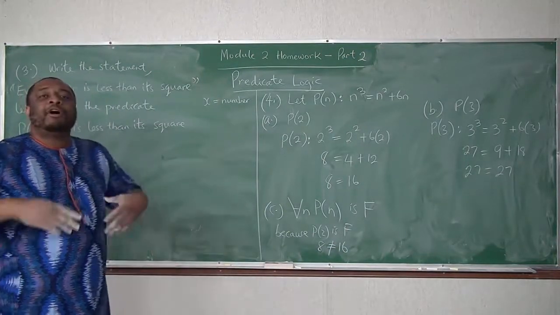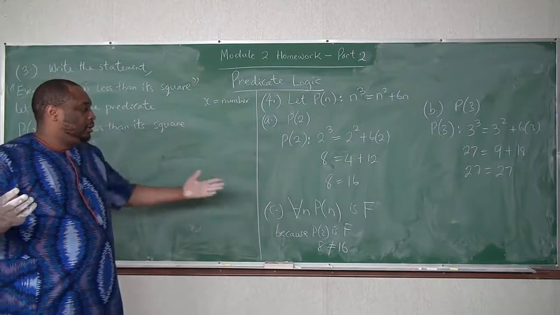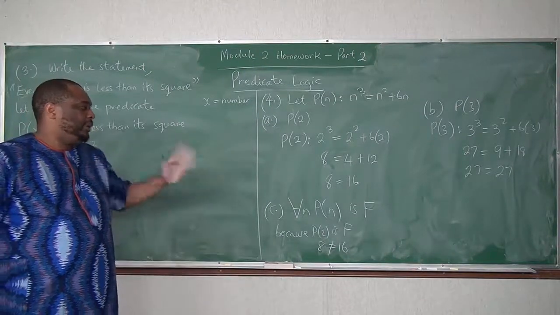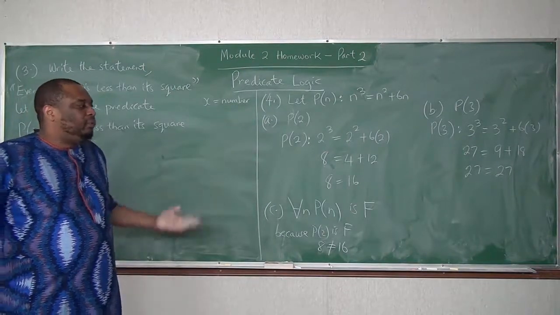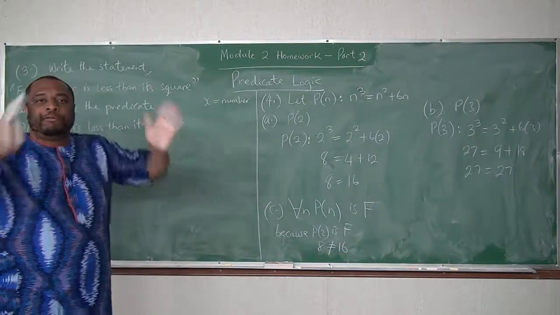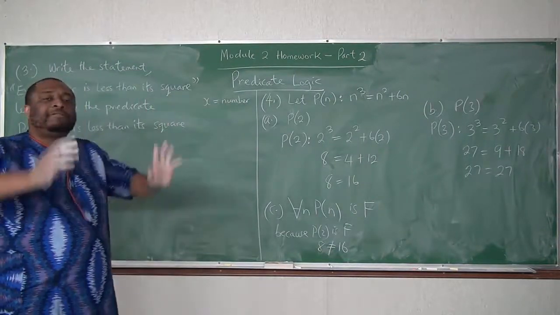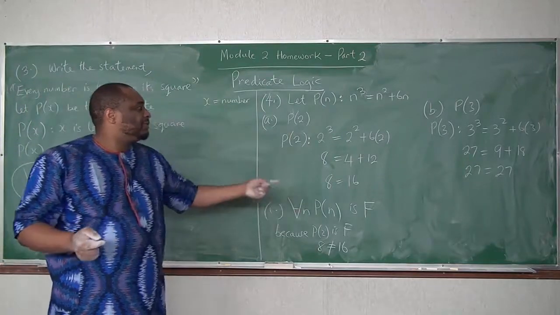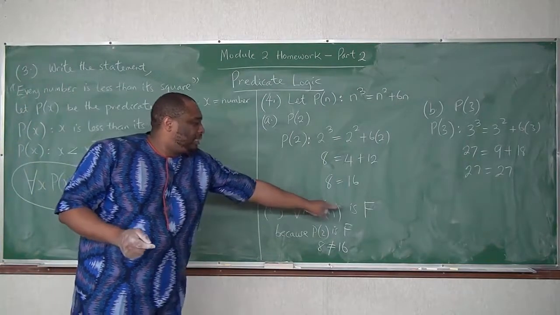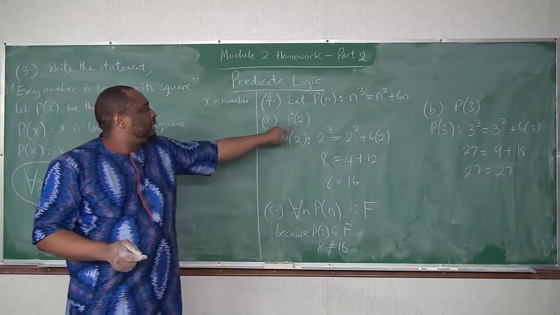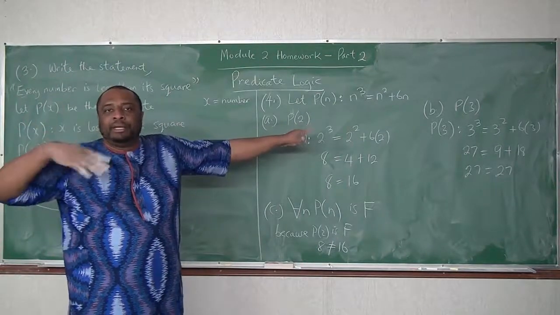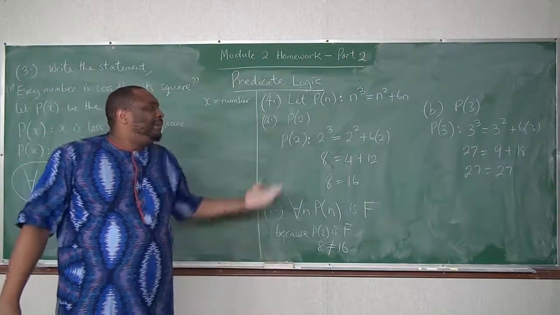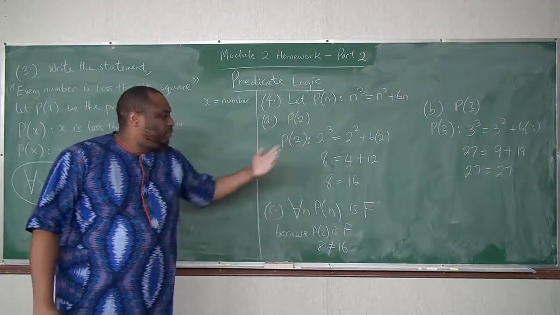So if you say for all n, P of n, that will give you false. Because this is a universal quantifier. If you call this true, that means it will work for any value of n. But it didn't work for 2, because 8 is not equal to 16.